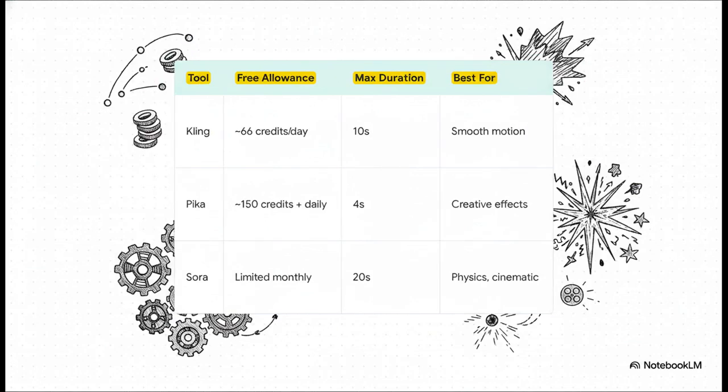The free video world is even more specialized, so it really pays to know what you want before you even start. The table shows it pretty clearly. Kling gives you a bunch of daily credits, and it's fantastic for smooth, realistic motion. Pika, that's your go-to for those wild, creative, almost trippy effects. And Sora, which you can get to through the free version of ChatGPT, has the best grasp of physics for those cinematic shots. But its free allowance is the smallest. You're basically picking a specialist for every single clip.